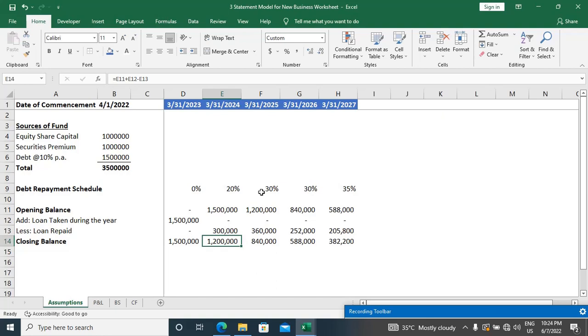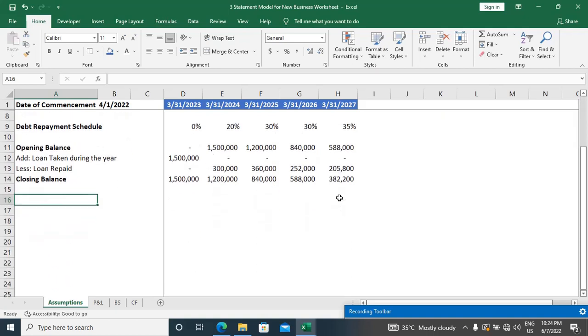Now you might be thinking, where is the interest component? The interest component we still haven't included here, because we are going to make a different schedule for the interest part. This is only the principal part we have taken care of as of now. Nothing more, nothing less. After we have taken care of the debt part, what remains in the debt is the interest on that debt, that is, interest on loan.